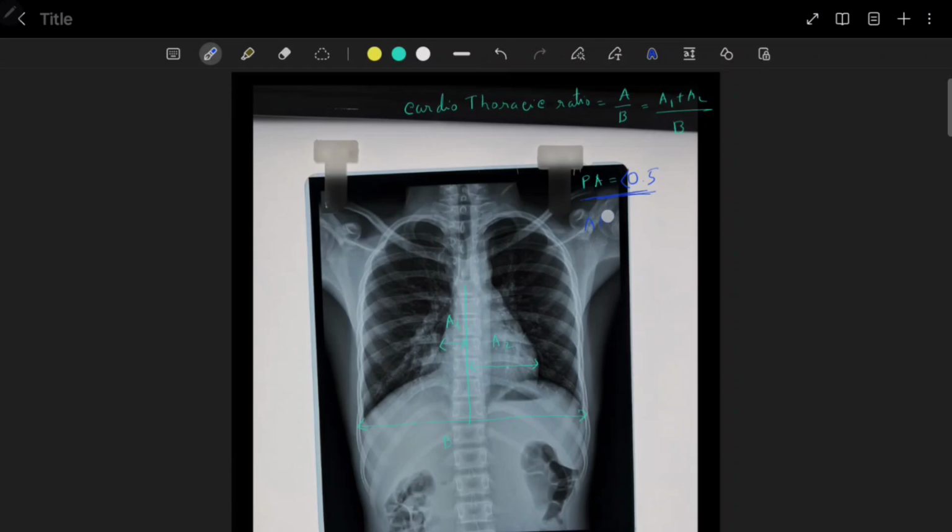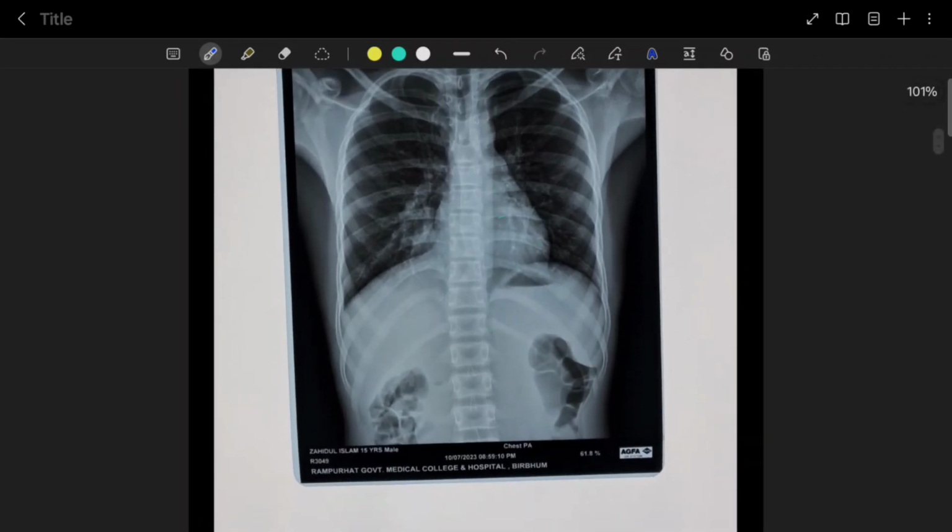In the AP view, this ratio is slightly greater, almost 0.55, okay. If in the PA view the cardiothoracic ratio is greater than 0.5, then it is called cardiomegaly, okay. After that, the examiner may ask you what the chambers are and where they are located, okay.